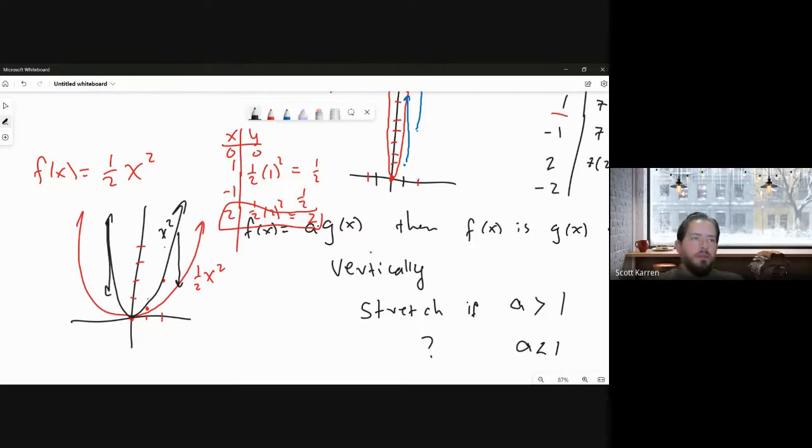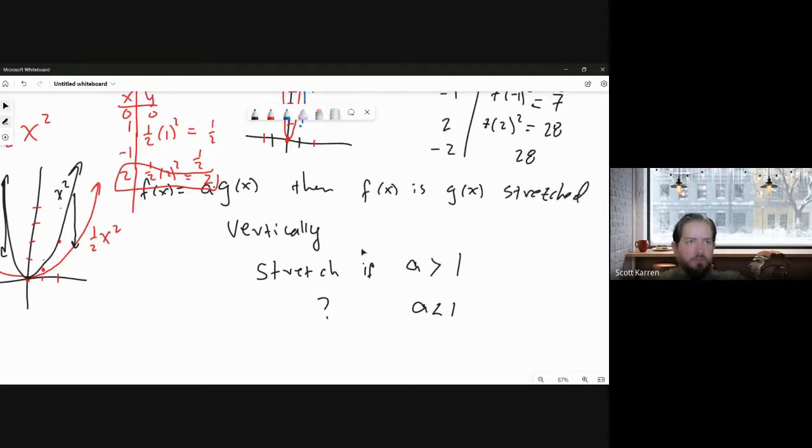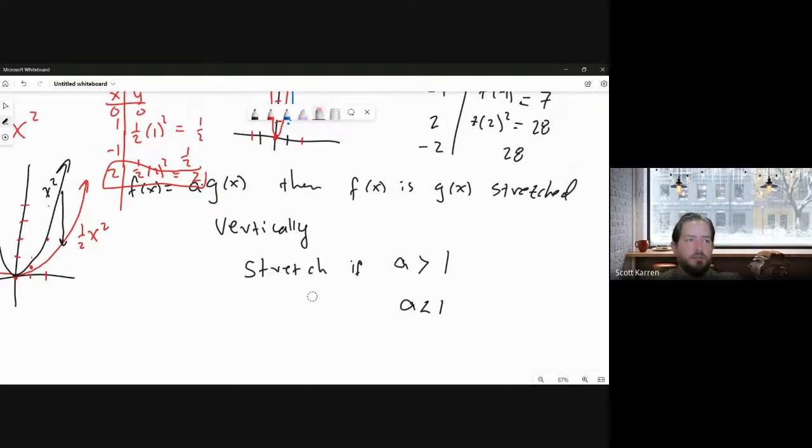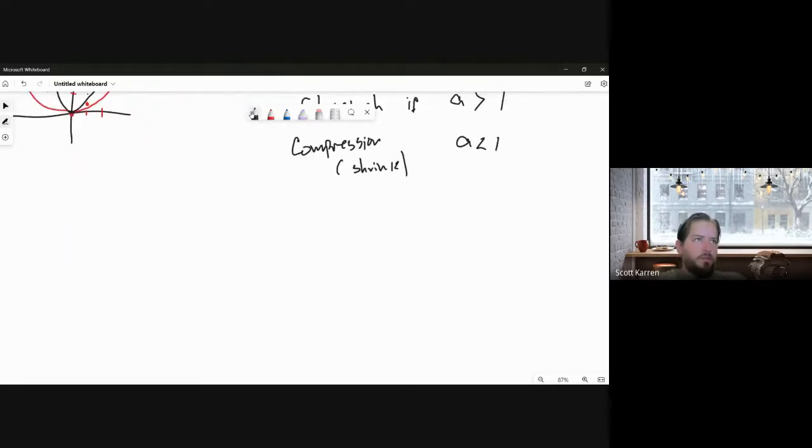Okay. And so then that answers this question. What happens if a is less than 1? Well, then it is a compression or a shrink. And it just gets compressed by a factor of 1/2. And we also then might have something that looks like this.